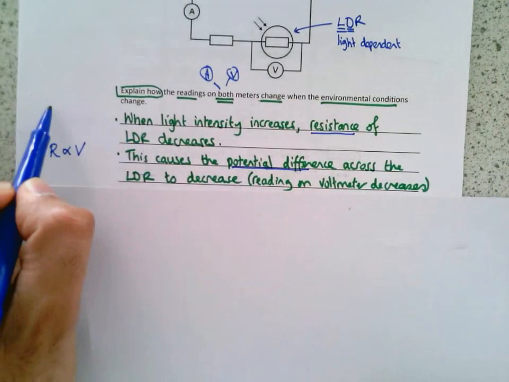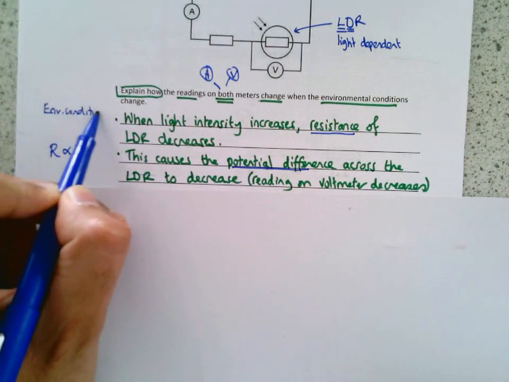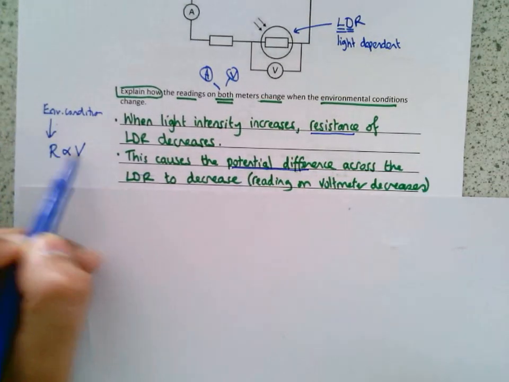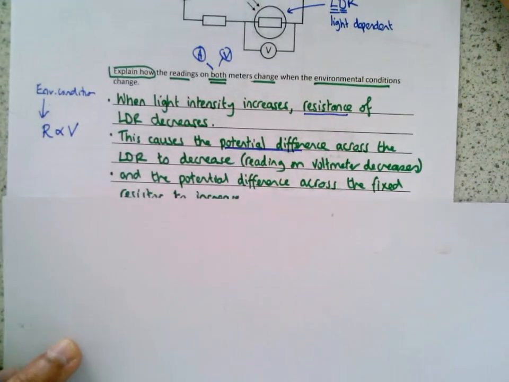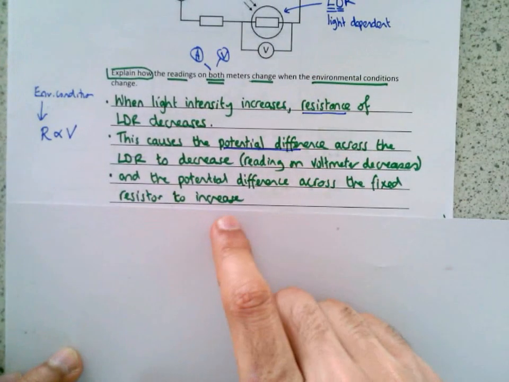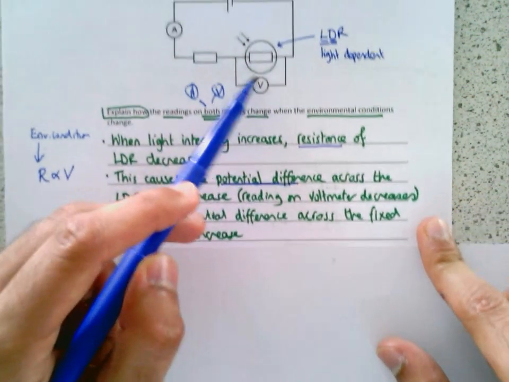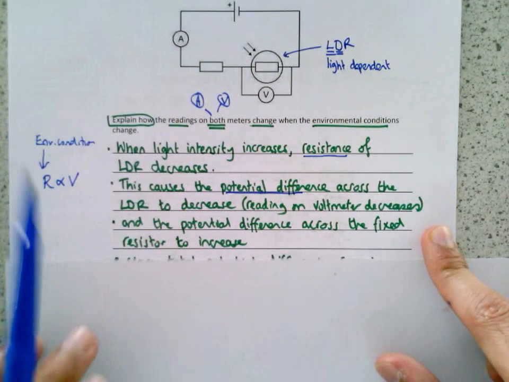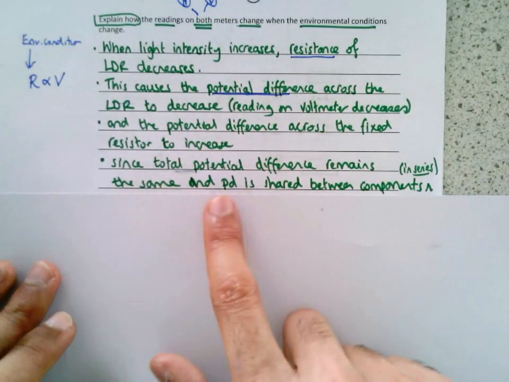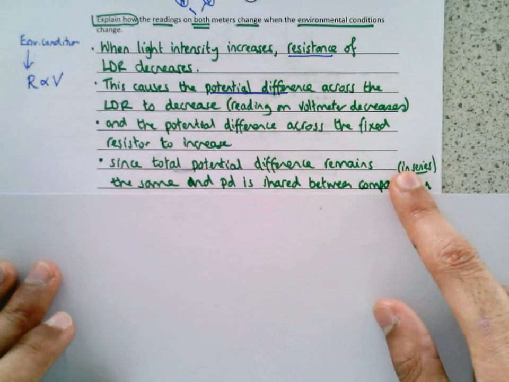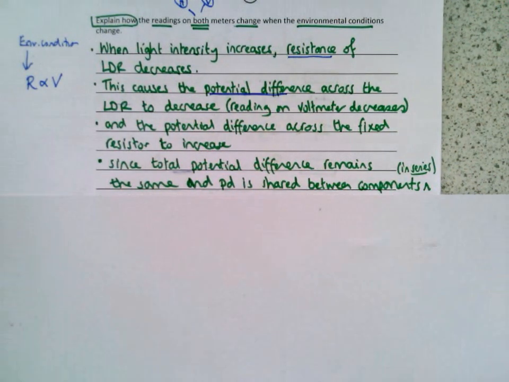So far we've linked our environmental condition to resistance, and then we've linked the resistance to potential difference. This will affect the potential difference across the fixed resistor, because it will increase. Because if the potential difference across the LDR goes down, the resistor's potential difference will go up, because the total potential difference remains the same, and potential difference is shared between components in series. So we have a series circuit, the total potential difference will always be the same.